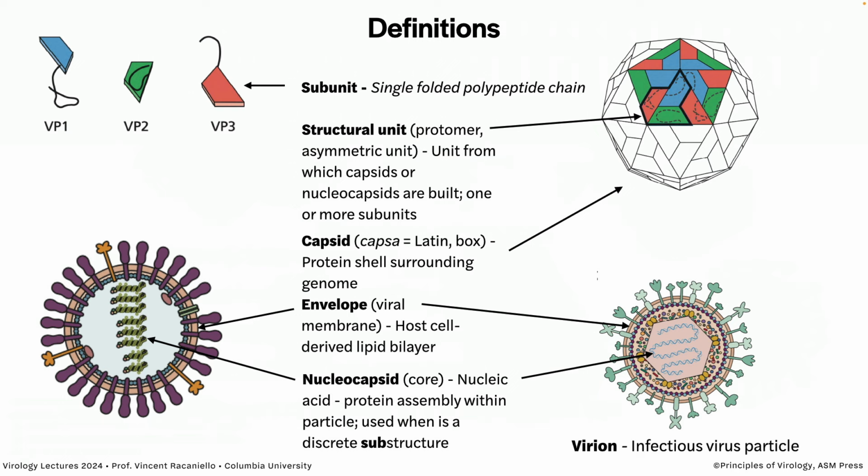So the nucleocapsid is the nucleic acid protein assembly within the particle. It has to be a discrete substructure. So here on the left, this is influenza viruses. These RNA protein complexes are nucleocapsids because they are a substructure within the membrane, within the envelope of the particle. For herpes virus, this is a nucleocapsid because it's a substructure within the envelope.